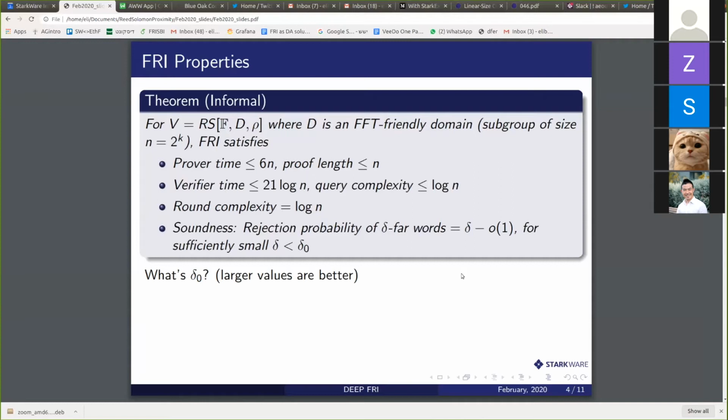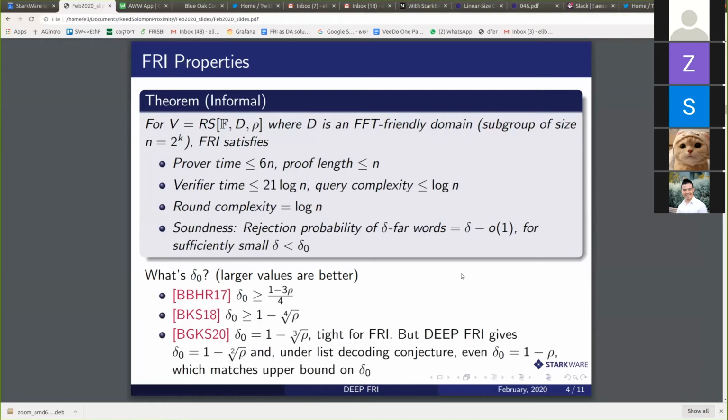If it's 99% far, then your rejection probability with these log n queries will be 99%, and so on. But there's a caveat: this happens only for delta smaller than some absolute delta 0 that, as you'll see, depends on the rate. So let's see what we know about this. And this is where most of the focus of my research with my colleagues has been going.